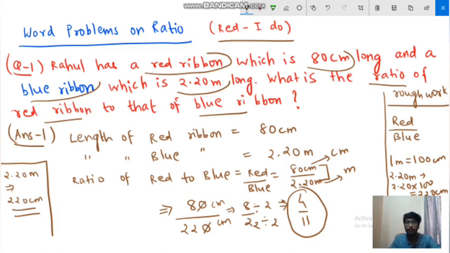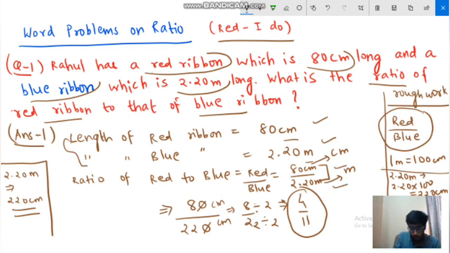I will revise. First you started with reading the question, and before forming statements you noted in your rough work what you need to find, that is the ratio of red to blue. So it is clear in your head: this is what I have to do. Then you broke it down in the form of statements. You came to know that the units are not the same, so you need to convert. You used the fact that 1 meter is equal to 100 centimeters, so you converted 2.20 meter into centimeter by multiplying it with 100, which you got as 220 centimeter. Then you wrote red upon blue, 80 upon 220, and you got your answer.